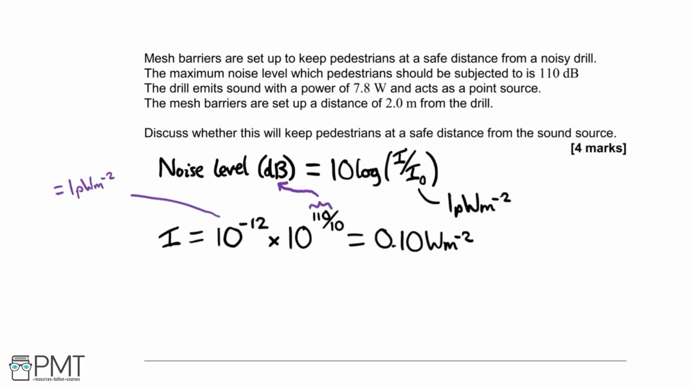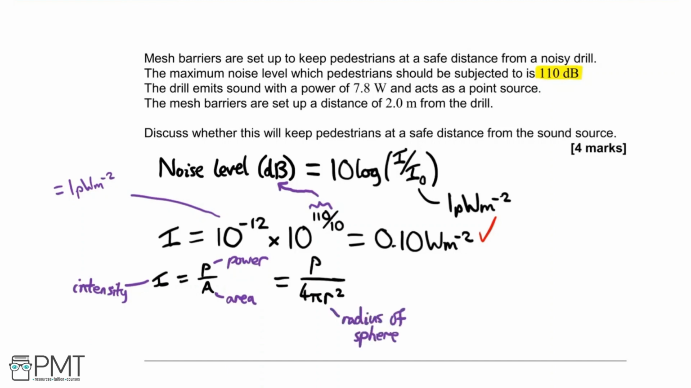We put this to 2 decimal places because we wanted 2 significant figures, because that's what the question gives us at 110 decibels. And our first mark will be for calculating that value. So we know that intensity is equal to power divided by area. And for the area, we're dealing with the surface of a sphere, which has an area of 4 pi r squared, where r is the radius of the sphere.